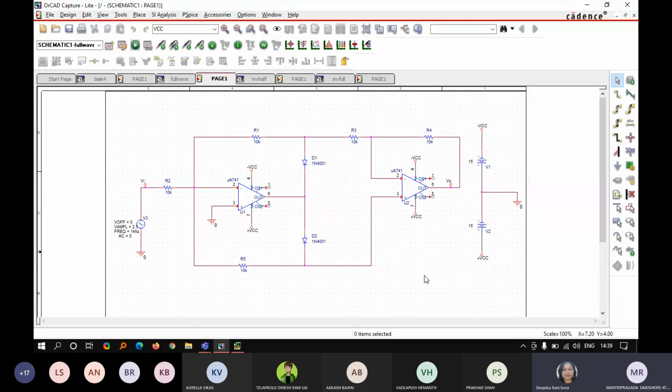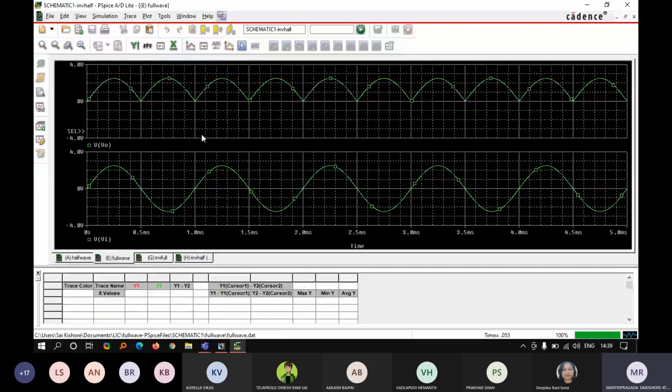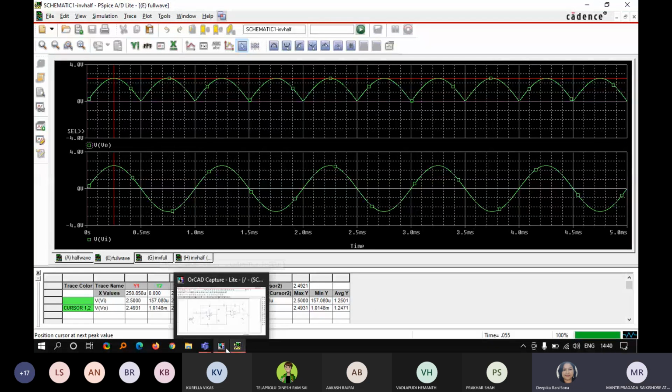Okay, ma'am. That was half. This is the full wave circuit. For that, this is the output. Check the amplitude. Amplitude is 2.4931 for 2.5 input. 2.49, this is also similar, right? Yes, ma'am. So one thing, Sai Kishore, the inverted one, you don't share your screen, you send me the screenshot in the chat box. Okay, ma'am.